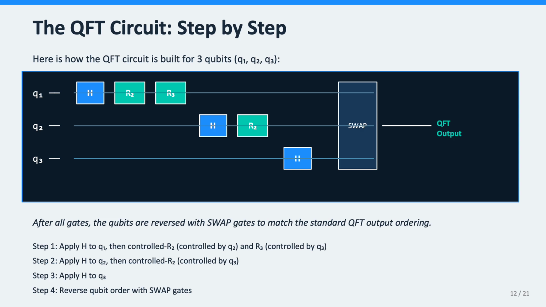After all the Hadamard and phase rotation gates have been applied, the qubits are in the correct quantum state, but in the reverse order compared to the standard output convention. So the final step is a series of swap gates that reverse the qubit order. For a circuit with many qubits, you need roughly half as many swap gates as qubits, and that is the complete QFT circuit. Elegant, structured, and impressively compact for the enormous computational power it delivers.